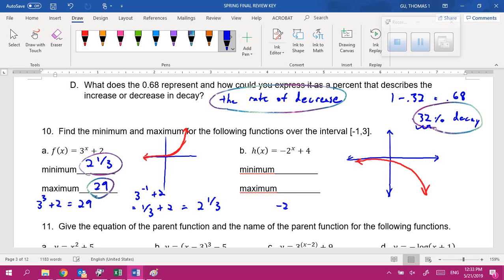-2 raised to the 3rd plus 4. What is -2 raised to the 3rd though? -2 is -8, right? -2 times -2 is +4. +4 times -2 is -8. Yeah, so -8 plus 4 is? Right, so the minimum is going to be -4.